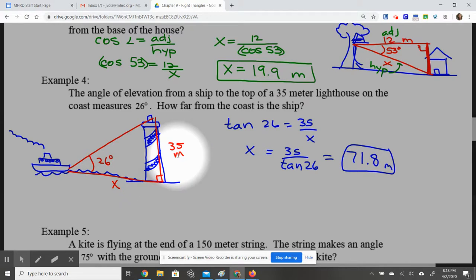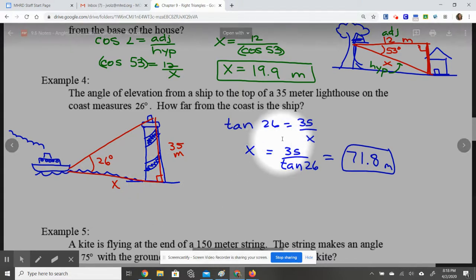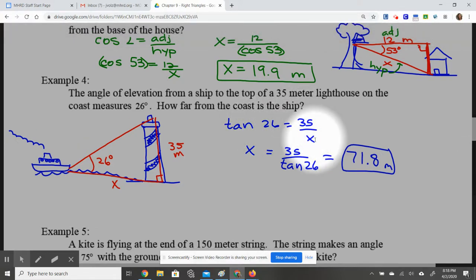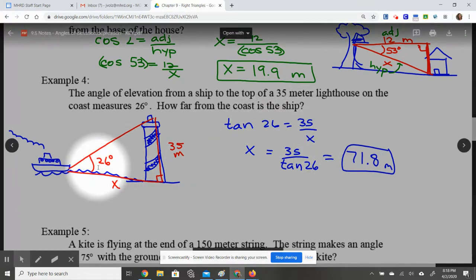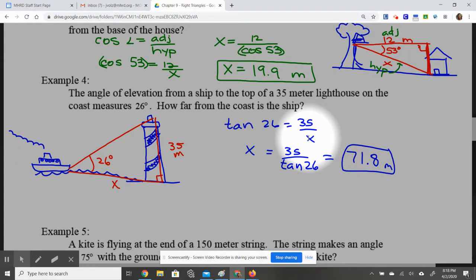So what trig ratio brings together opposite and adjacent? That would be tangent. TOA. Tangent equals opposite over adjacent. Tan of 26 equals 35 over x. All right, this is another one of those situations where the x is in the bottom of the fraction.